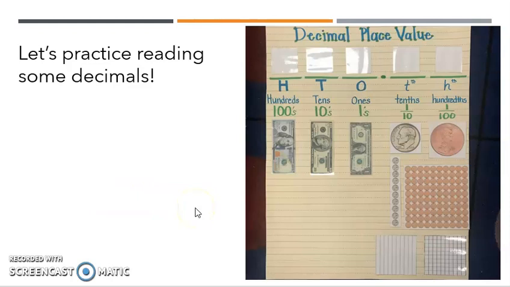So the first thing we're going to look at is our decimal place value chart again. We've seen this before, but now we are using a different place value, which is the hundredths, which is this place value right here. So we're going to practice reading some decimals in the hundredths. I will write a decimal on the place value chart, and we'll just practice some reading.